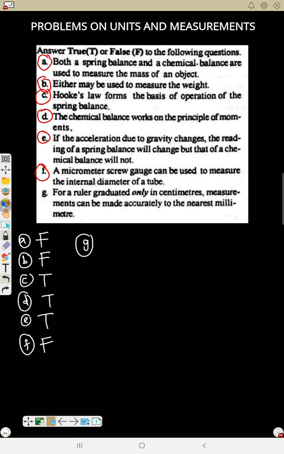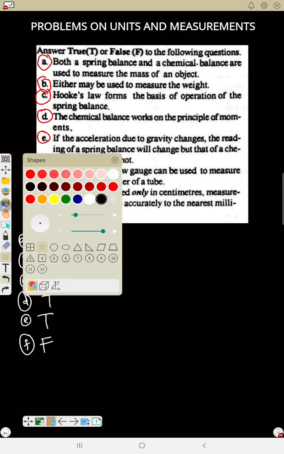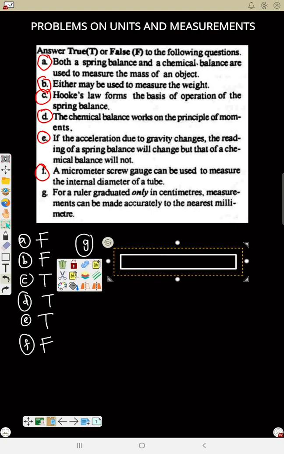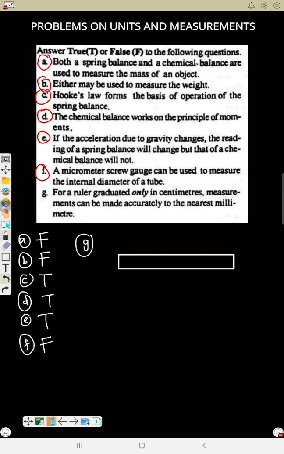Now G, for a ruler graduated only in centimeters, measurement can be made accurately to the nearest millimeter. Now the statement here is false. Let's see, for a ruler graduated only in centimeter, that means such a ruler will look like this. So graduated in centimeter only.